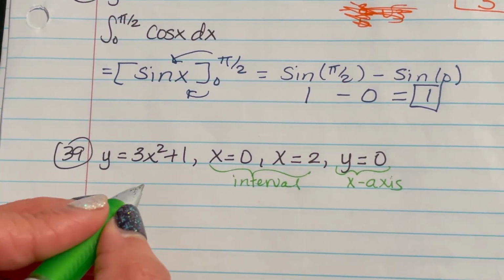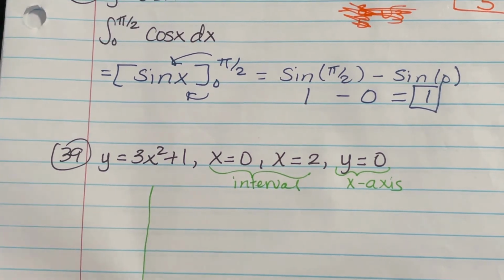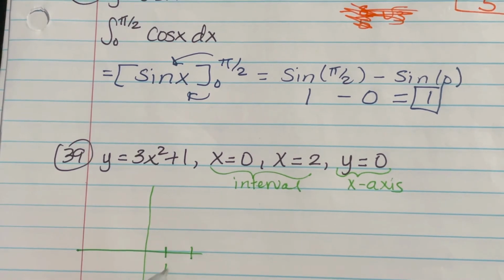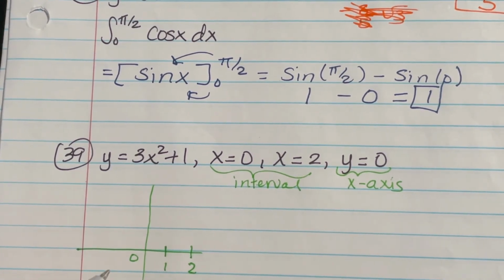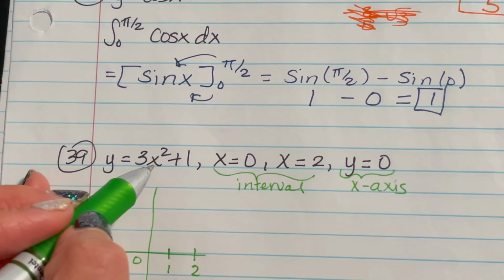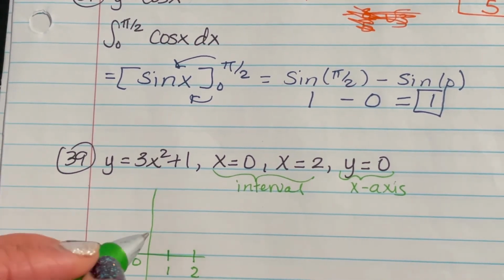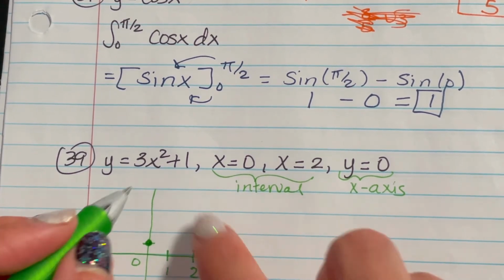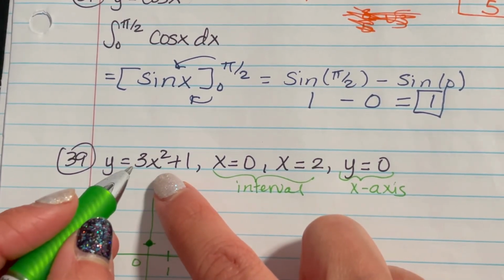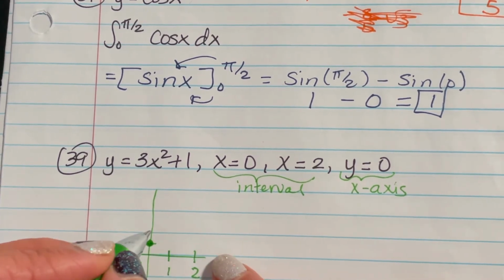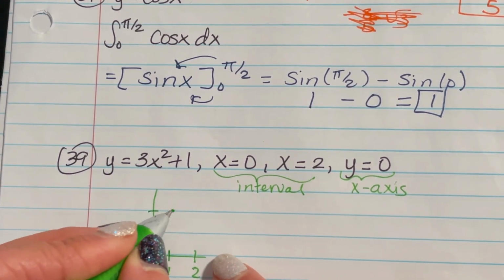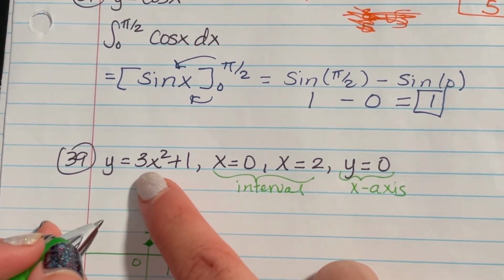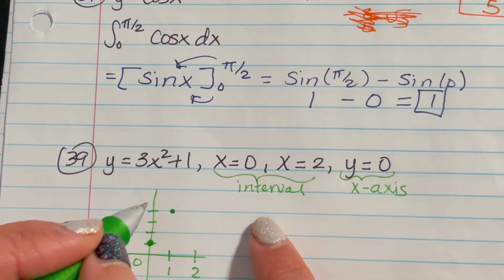So we need to draw a picture. I know it's from 0 to 2. Let's plug in numbers. If I plug in a 0 for x, it wipes out the 3, it's just 1. So 0, 1. If I plug in a 1, 1 squared is 1, 1 times 3 is 3, 3 plus 1 is a 4. So 1, 4. If I plug in a 2, 2 squared is 4, 4 times 3 is 12, 12 plus 1 is 13.